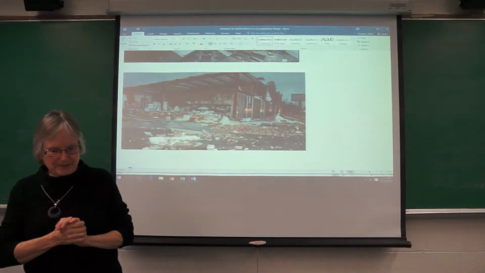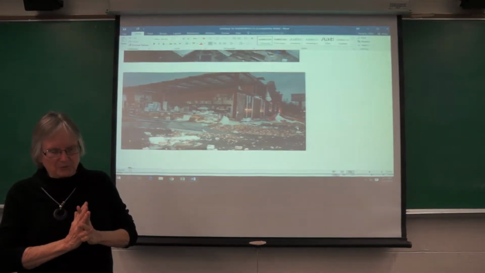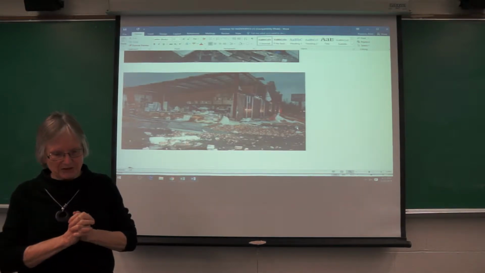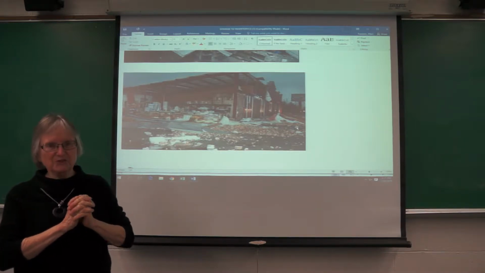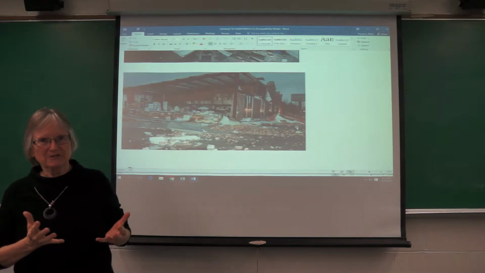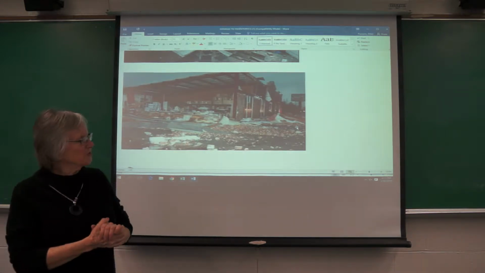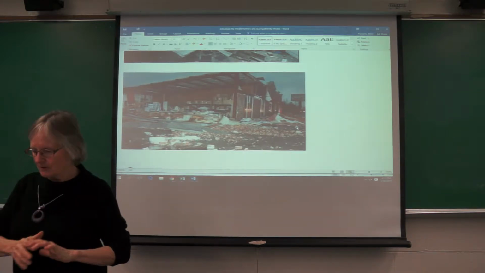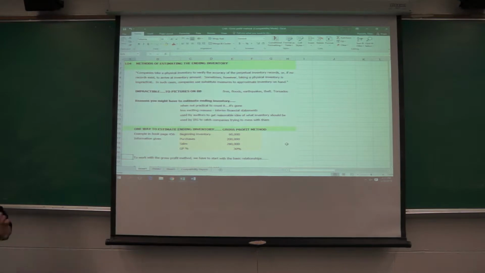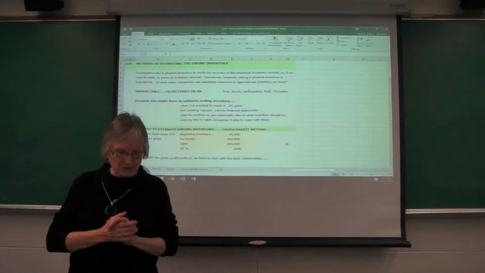Companies are supposed to take a physical inventory to verify their inventory records. And if taking a physical inventory is impracticable, then you have to approximate the inventory or estimate it. And so using the gross profit method, oh, I should probably put that up. Using the gross profit method is one way to estimate your ending inventory.